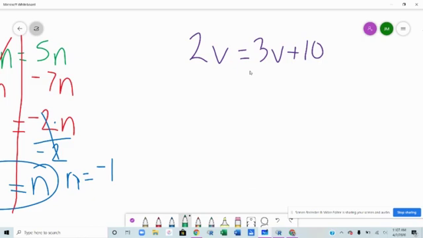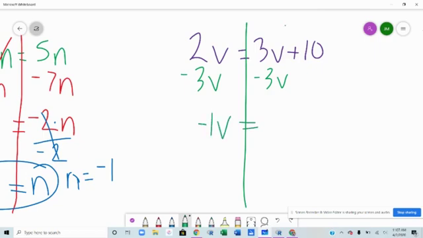So you once again should start out with, you have a 2v over here on the left and 3v here on the right, and you should move one of them. This time you would want to take this 3v and move it to the left since this 2v is already by itself, but the 3v has the plus 10. So since this is a positive 3v, you should subtract 3v. Subtract 3v. 2v minus 3v is negative 1v equals 3v minus 3v is gone, leaves you with just 10 on the right side.